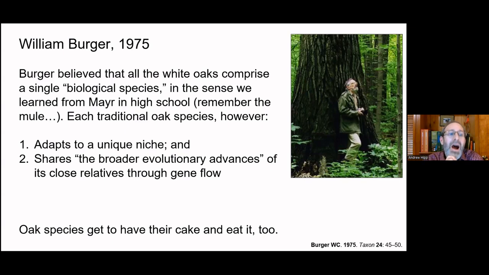Species, he said then, are adapted to a unique niche, and they share the broader evolutionary advances of their close relatives through gene flow. In other words, Bill Burger was saying species are evolving ecologically to a specific place, but they're exchanging the genes that allow them to survive in that environment with their close relatives.